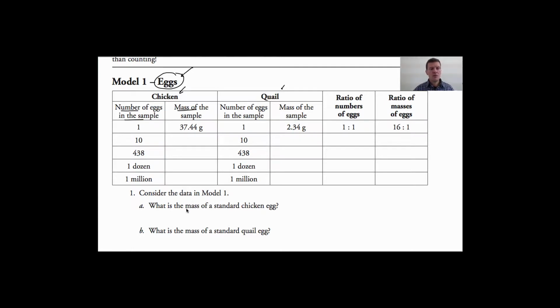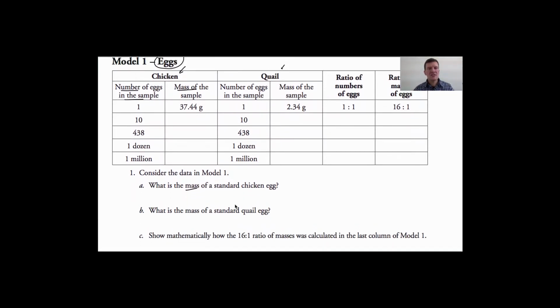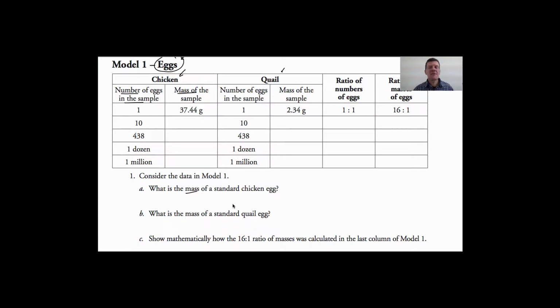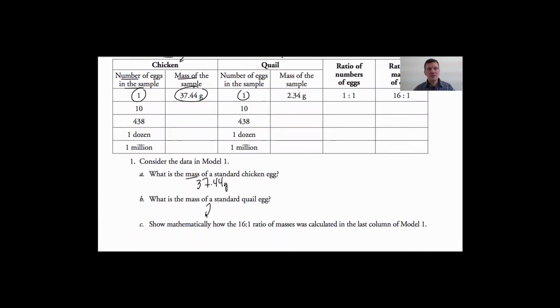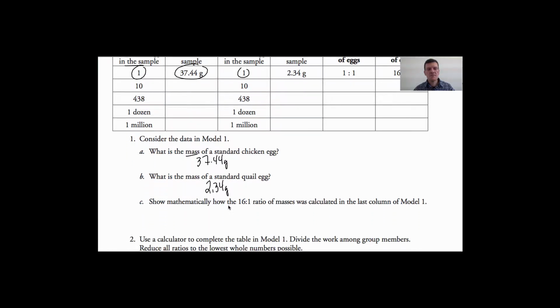Consider the data in Model 1. What is the mass of a standard chicken egg? That would be the average. Not every egg is going to be exactly the same, just like not every isotope of an element has the same mass. It's basically a weighted average, like we talked about. So the mass of a standard chicken egg is on average 37.44 grams. What is the mass of a standard quail egg? It is 2.34 grams.